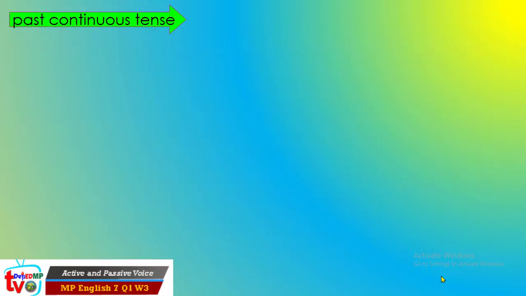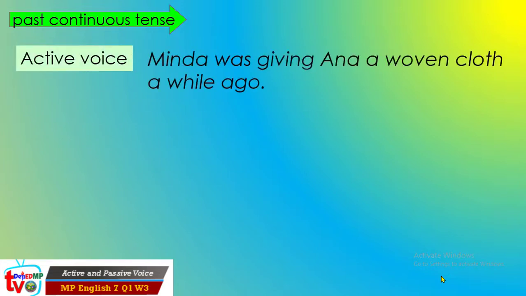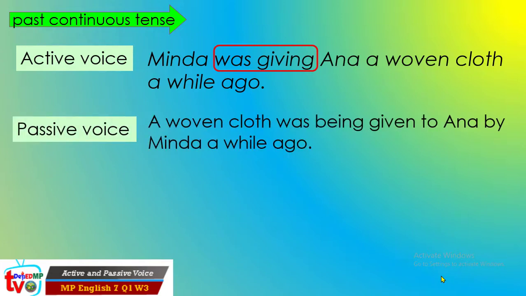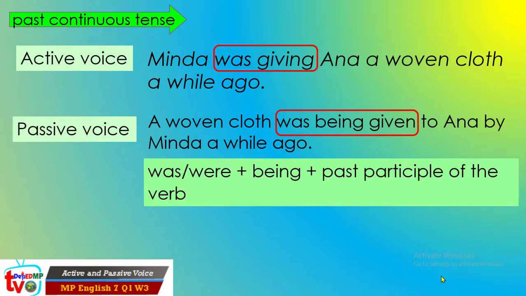Past continuous tense. In the active voice, Minda was giving Anna a woven cloth a while ago. The verb in the past continuous tense is was giving. If you transform this into passive voice, the verb now becomes was being given. Use was if the subject of the sentence is singular, were if plural, plus being plus the past participle form of the verb.